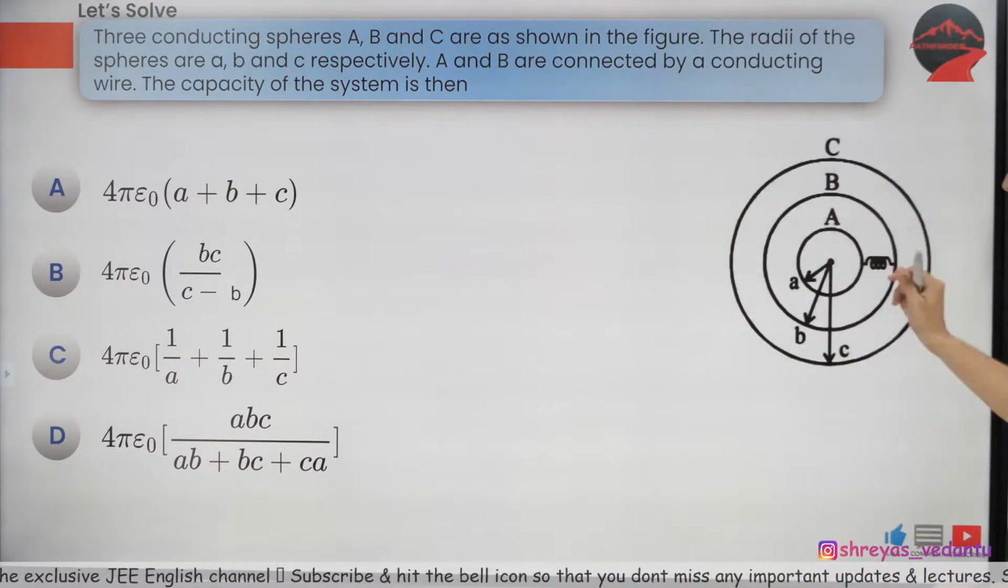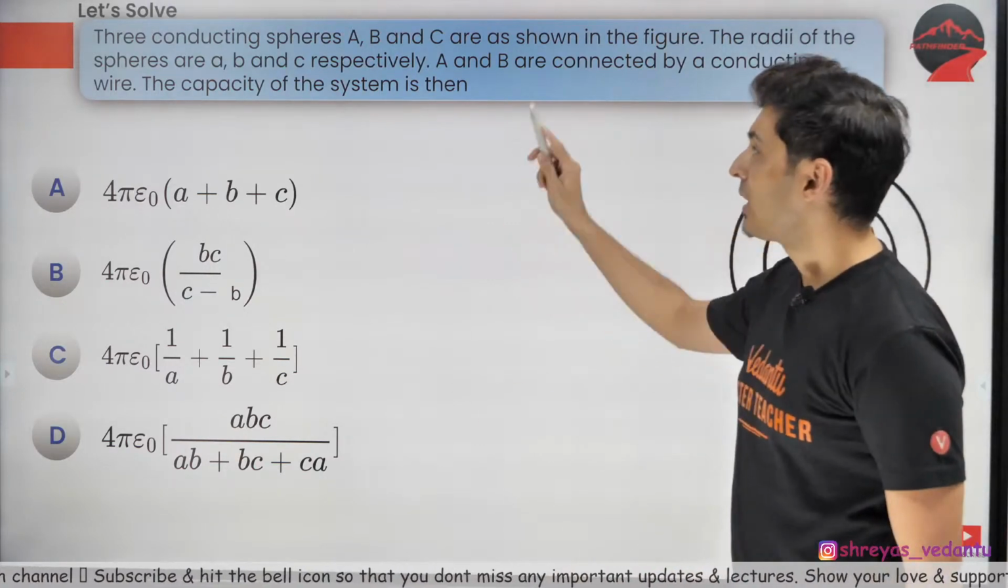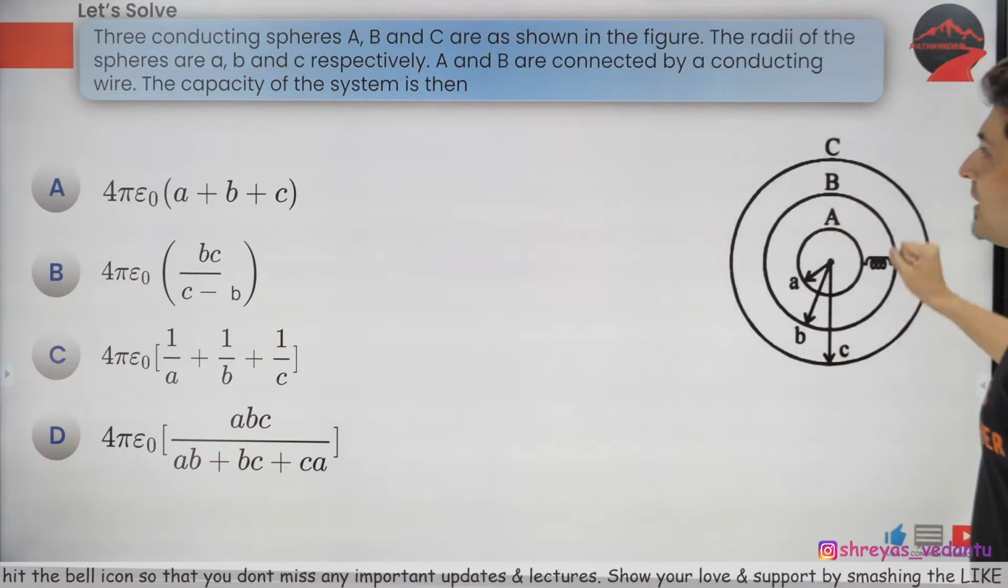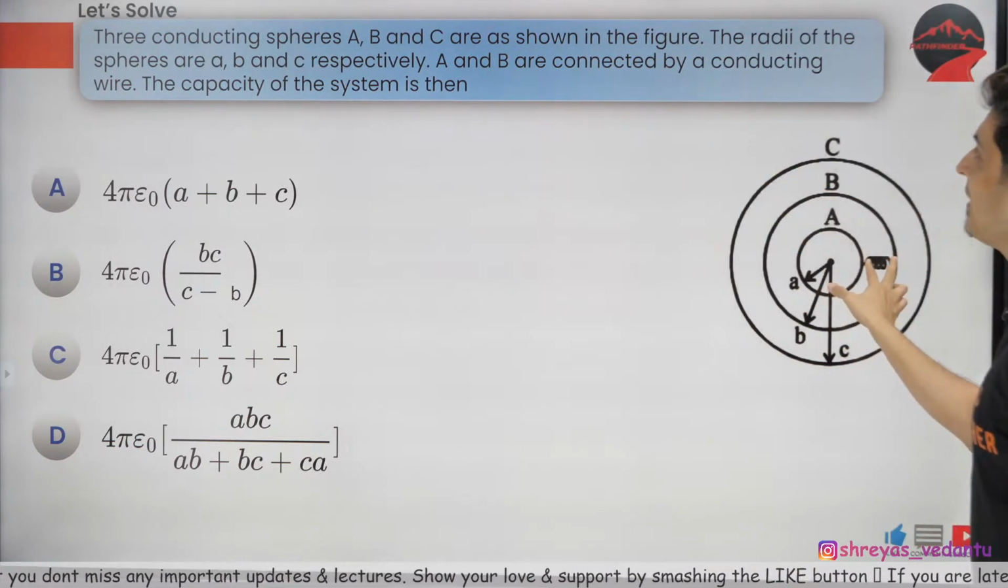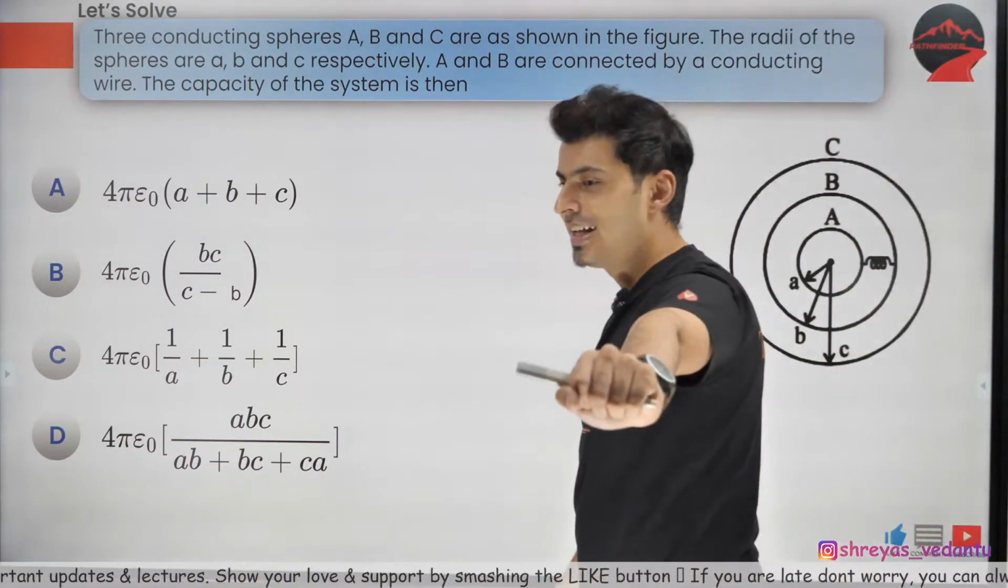Okay, moving on to the next one. Beautiful question. This looks difficult, but you don't even have to solve it. Let me tell you that. Three spheres A, B, C are shown in the figure. The radii are A, B and C. A and B are connected with a wire. The capacitance of that system is, it's a direct question.